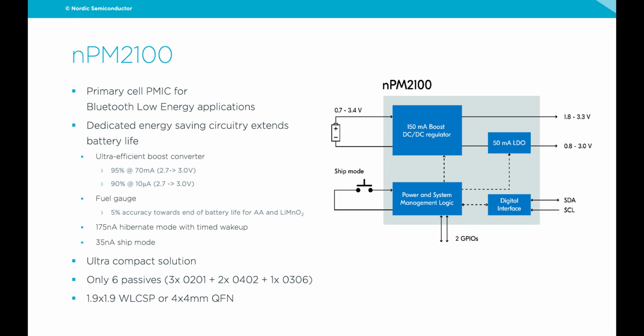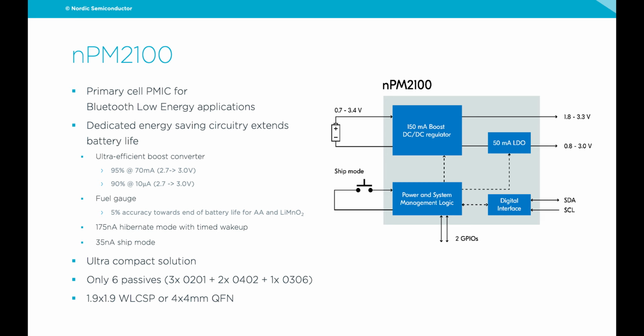So it has an ultra efficient boost converter, so you can actually get the most out of your battery, even when the voltage would be too low to still drive your MCU. So you can run the whole application off one AA battery, for example, or AAA if you want to. It has a really, really low power consumption hibernate and ship mode. It's very, very compact, so it's less than 2 by 2 millimeters in scale. And it only needs 6 passive components to work.